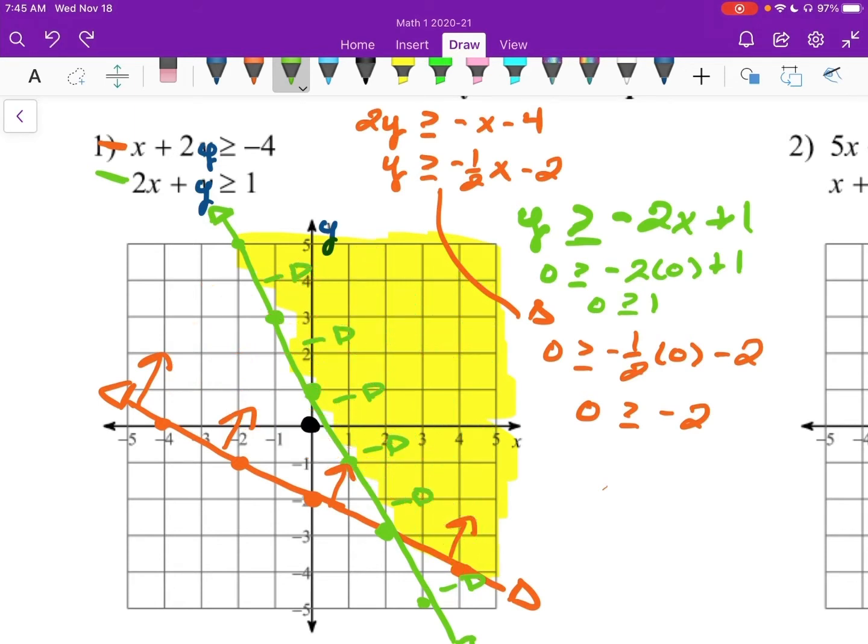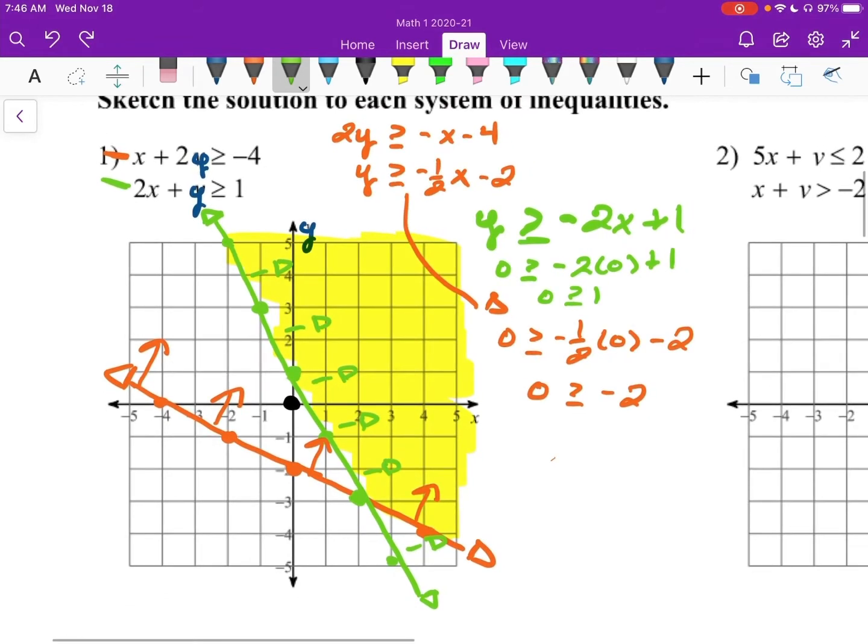I normally don't like to shade like that because whenever I'm using a pencil, the graphite is not different colors and I just end up confusing myself. So this is the way that I like to do it, using the arrows.